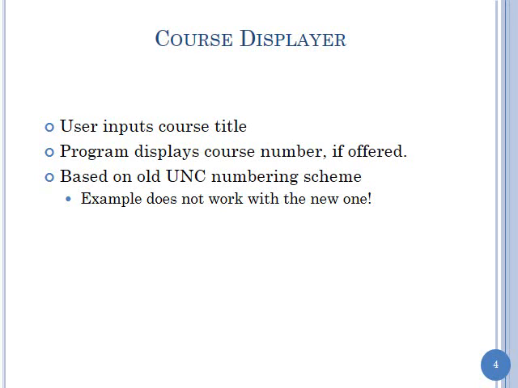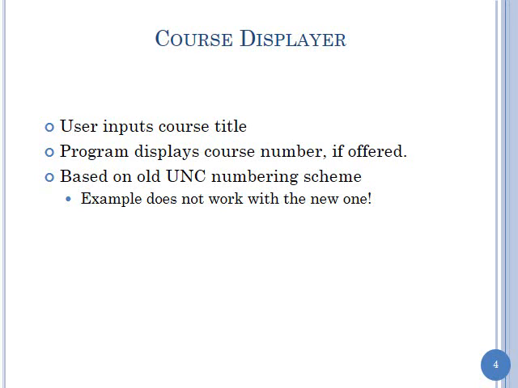So we're going to do another application, and this is an application that lets a student who's at a university figure out if there's a course being offered in their area of interest. So they'll enter a course title, and the program will say either that, sorry, this subject is not offered, or it will say, here's the course number.